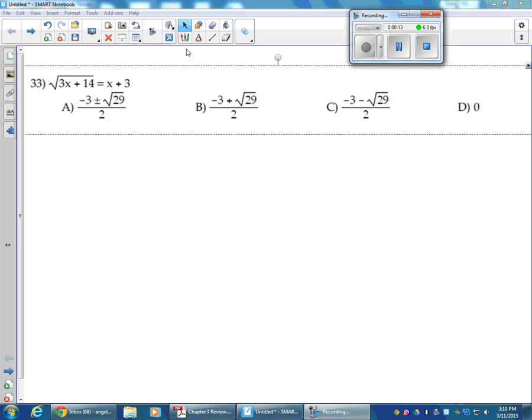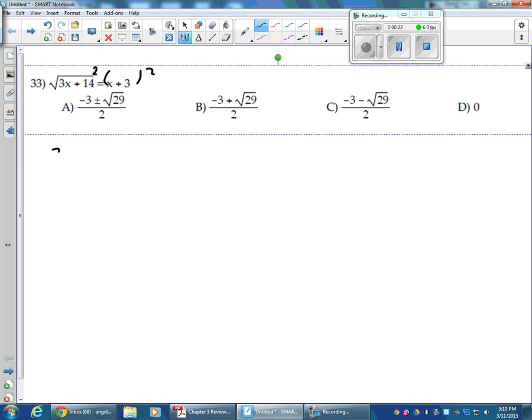And the first thing we're going to want to do is square both sides. So I'm going to square the left and I'm going to square the right. When I square the left, it removes the radical, so that's just 3x plus 14. When I square the right, I actually have to write it down twice, x plus 3 times x plus 3, and I want to multiply that out, and I get x squared plus 6x plus 9.